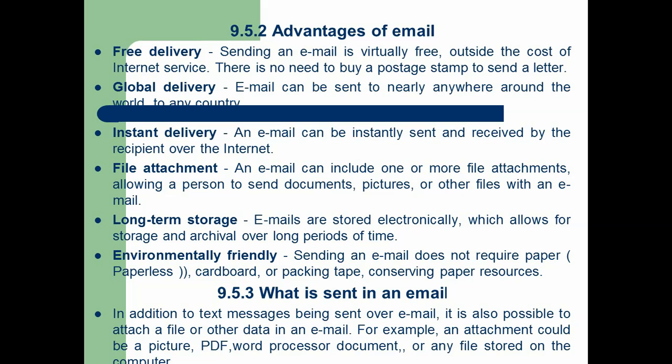Next one, instant delivery. Other mailing systems require at least 1 hour to 24 hours to deliver a message. It depends upon the speed of the mailing system. But email is an instant delivery. Next one, file attachment. It is an important feature of email which is not available in other mailing systems. So we can attach a number of files to this mail and send it to the receiver.